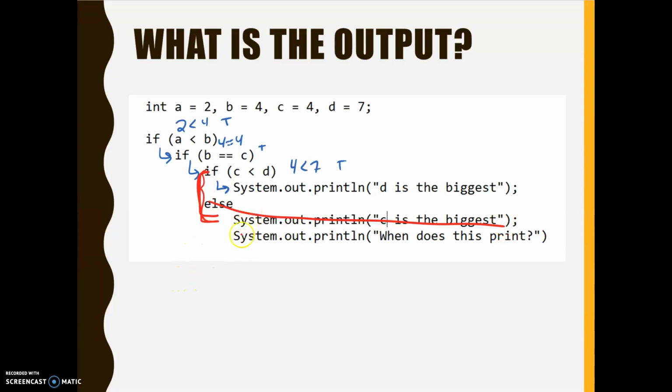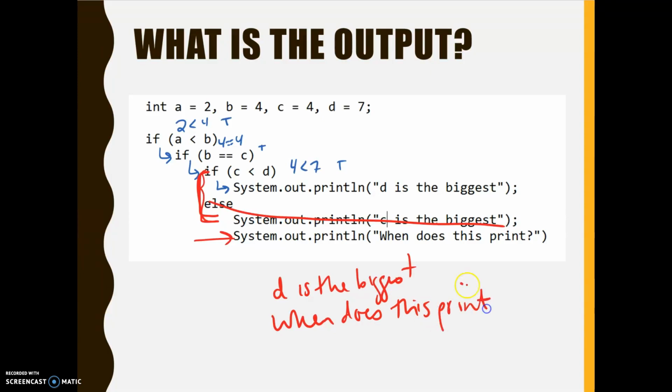And then I'm going to come back out here, and then this line of code will execute next. So our output will say D is the biggest, and then it will say, when does this print? Many people looking at this code will think that bottom line doesn't get printed because this else statement doesn't execute. However, this line is not attached to this else, because we are only allowed to take one line of code with the nearest if or else. If we want to take more than that, we need to use curly braces.